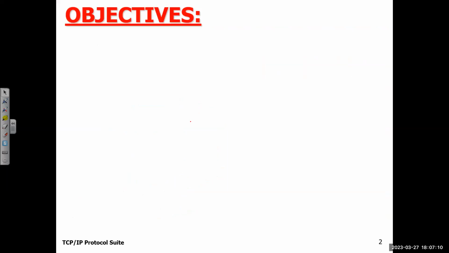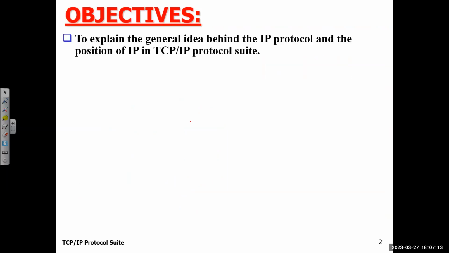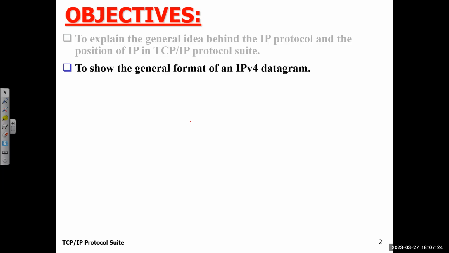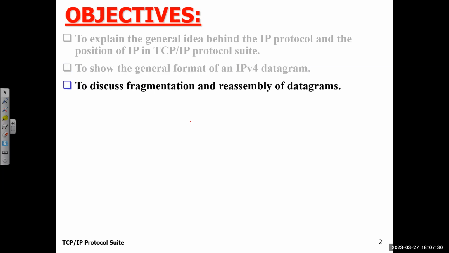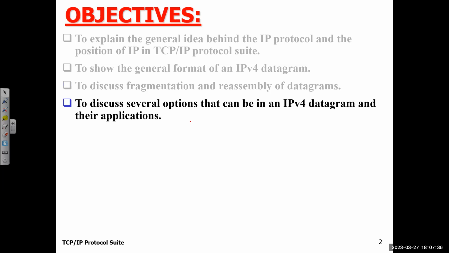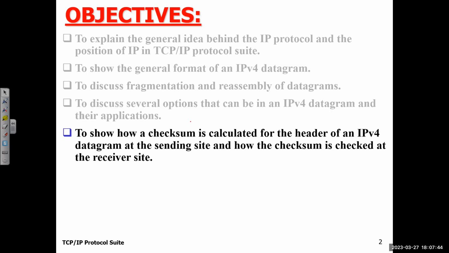So what we will cover in this chapter: we will explain the general idea behind the IP protocol and the position of IP related to the TCP/IP suite. Then we'll talk about the format of the IP datagram, how it looks like, and what the fields are. Then we'll discuss fragmentation and reassembly of the datagram. Then we'll discuss some of the options in the IPv4 datagram. Then we'll see how we calculate the checksum for IP version 4.